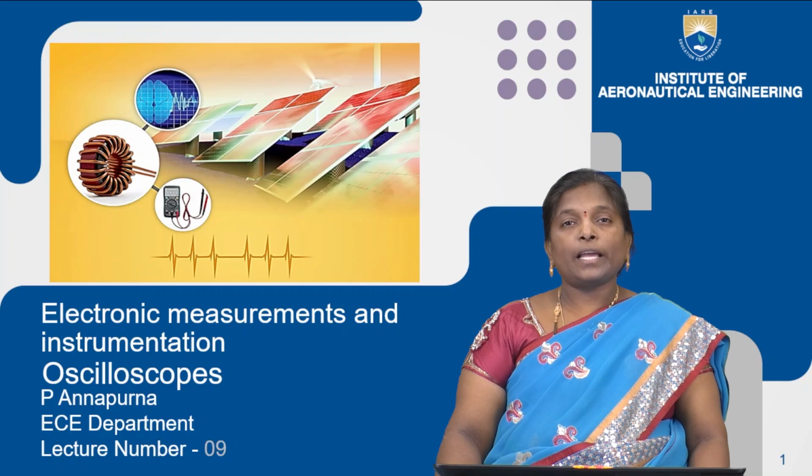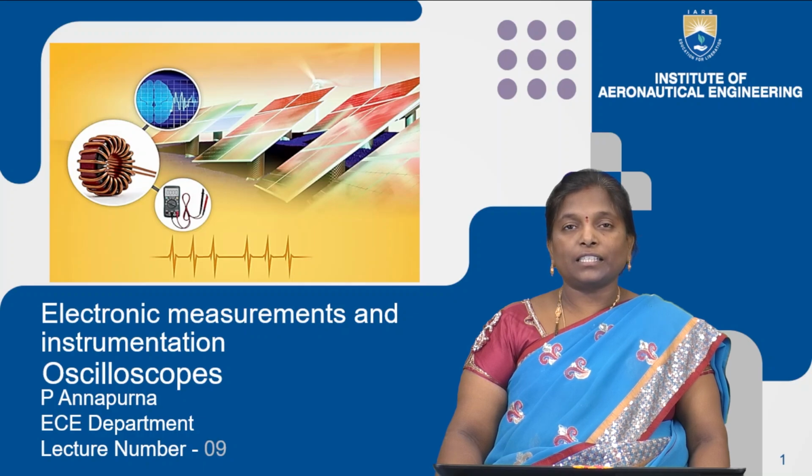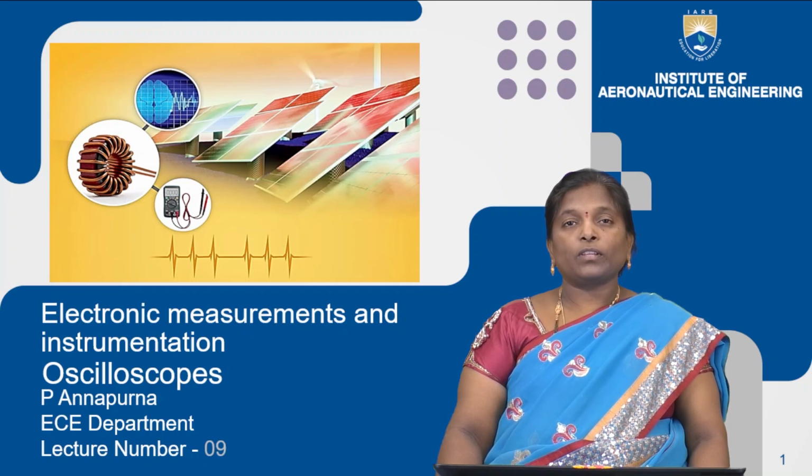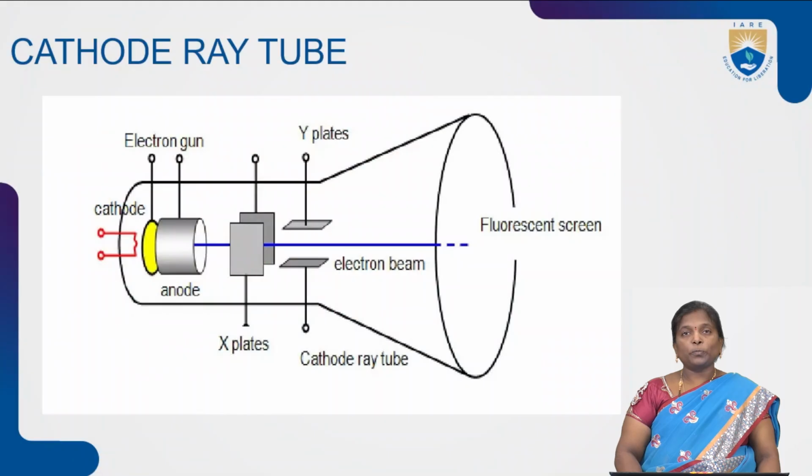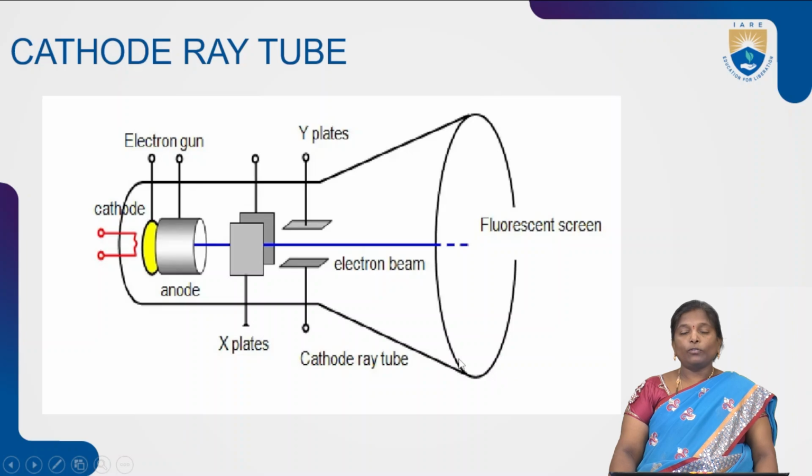Normally, if you use an ammeter or voltmeter, we get the output voltage or current. But to view this output voltage and how it varies with respect to time t, that can be observed on the CRT screen. So, to observe the output waveform and how it varies with respect to time, we go for oscilloscopes. The main part of the oscilloscope is the CRT, that is called the cathode ray tube. With the help of this cathode ray tube, we get the output waveform on the fluorescent screen.